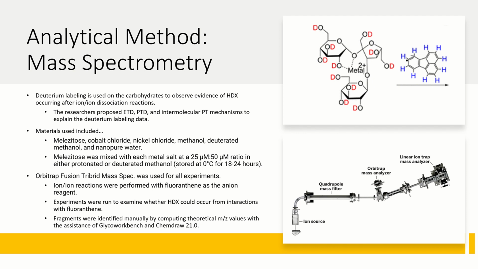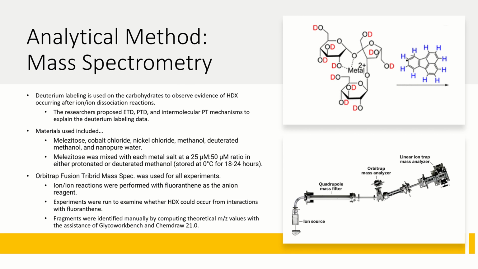The analytical method, if you haven't heard, is mass spectrometry, which will be used in this research. Like I said before, deuterium labeling is used on the carbohydrates to observe evidence of hydrogen deuterium exchange occurring after ion-ion dissociation reactions.